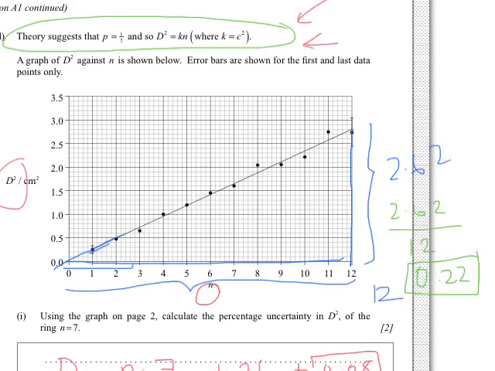The last question is super easy. It just asks you for the unit of this gradient. This is something that you should always get into the habit of doing. Whenever you work out the gradient, always add the units anyway. But in this case, they're actually giving you extra credit for including them. If you're dividing d squared, which is centimeters squared, by n, which has no units, then the units would be centimeters squared.